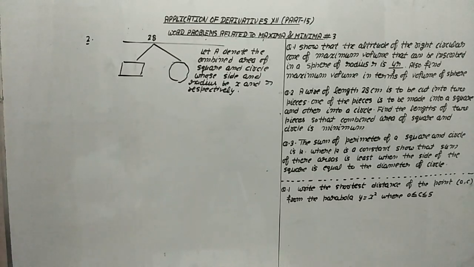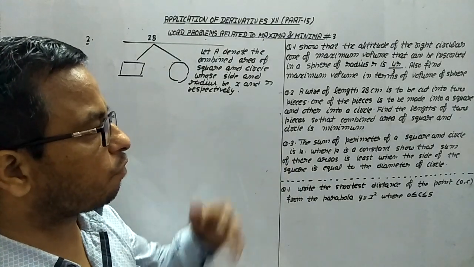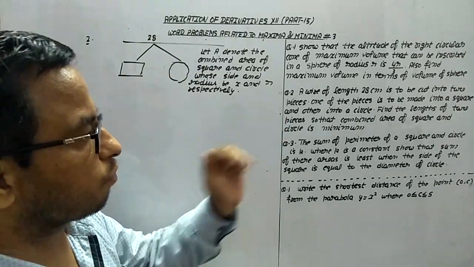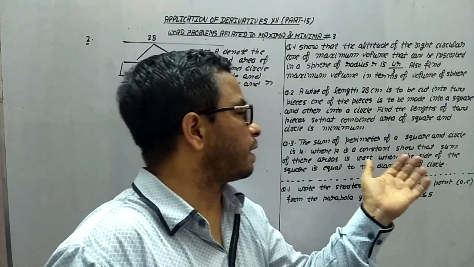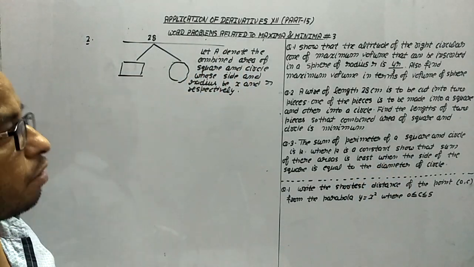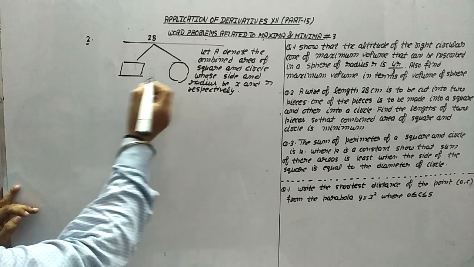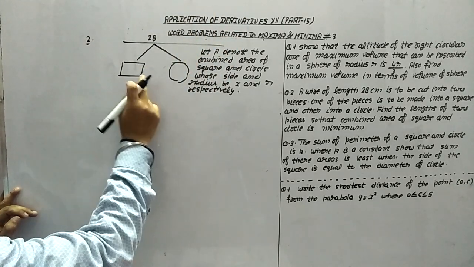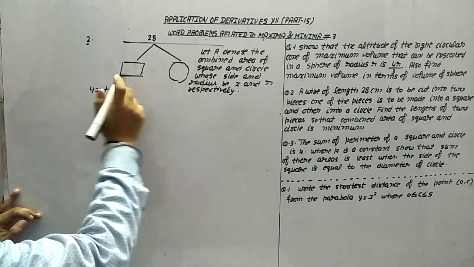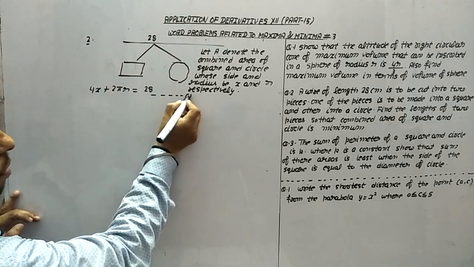Now in question number 2, a wire of length 28 cm is to be cut into two pieces. One of the pieces is to be made in the form of a square and one in the form of a circle. Find the lengths of two pieces so that combined area of square and circle is minimum. So let us suppose A denotes the combined area of a square and circle whose side and radius are x and r respectively. Now we have 28 is equal to perimeter 4x plus circumference 2 pi r. This is equation number 1.